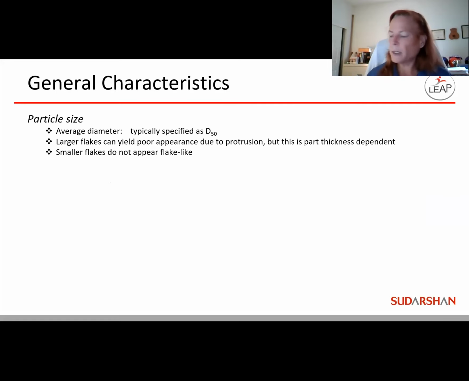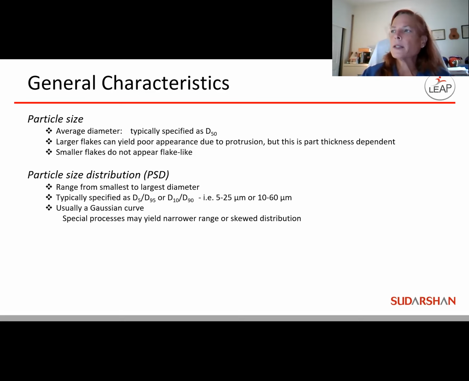General characteristics of an effect pigment are usually defined by their particle size, and typically the average diameter is specified as a D50. You might have seen that in some of the literature. Larger flakes, depending on the part that you're putting the color to, can result in a poor appearance due to protrusion of the flake, but that is strictly dependent on the thickness of the part. Smaller flakes tend not to appear like a flake, more like a silky pattern when they're really small.